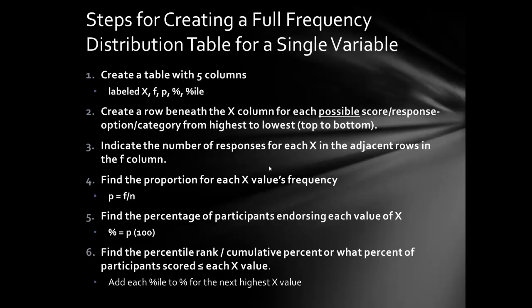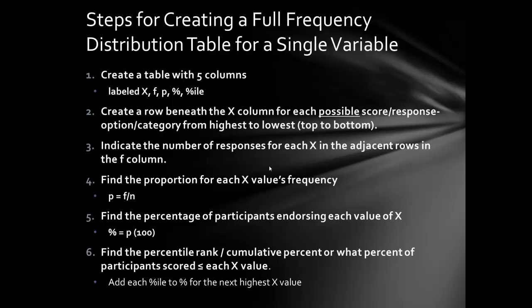Now, for nominal variables, the label rows are just words. They're not numbers, and you can put them in any order. But again, if you have data that is numeric in nature, then you will want to go from highest to lowest, top to bottom in your frequency distribution table. Now the third step, you just want to indicate the number of responses for each X in the adjacent rows. So next to each X row, you're going to have an F column, and you're just going to count how many times that particular X value appears in your data set. F just stands for frequency.